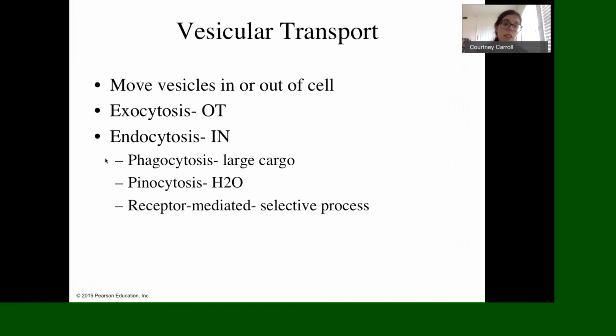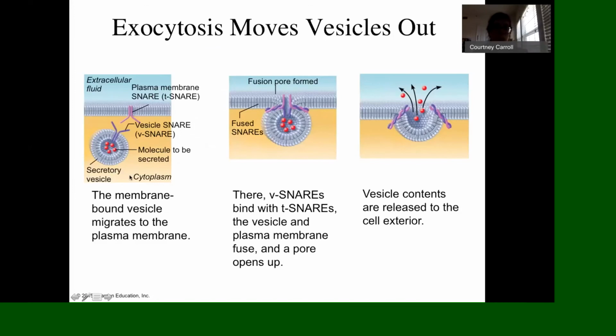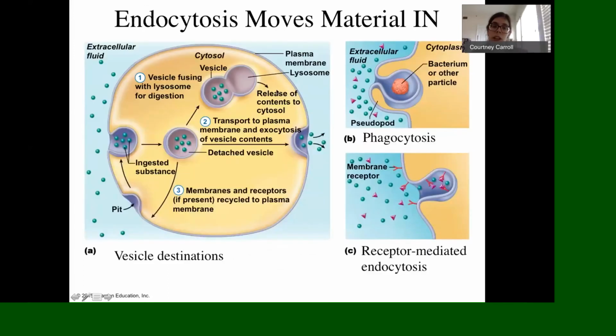So we can move vesicles out of the cell with exocytosis or into the cell with endocytosis. And so exocytosis, you don't need to know the specifics, just know the direction. Exo, we're going to move things out of the cell. And for endo, again, you don't have to know the specifics or the different types. Just know endo, we're going to move things into the cell.